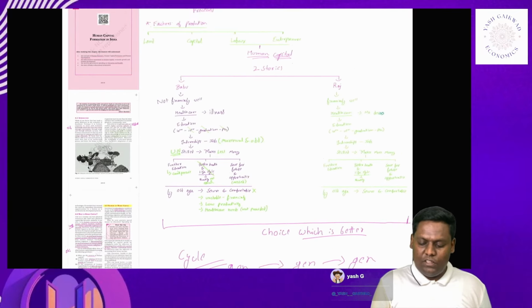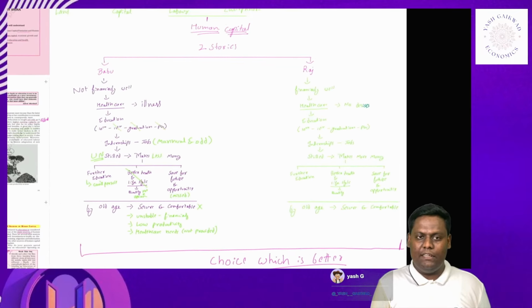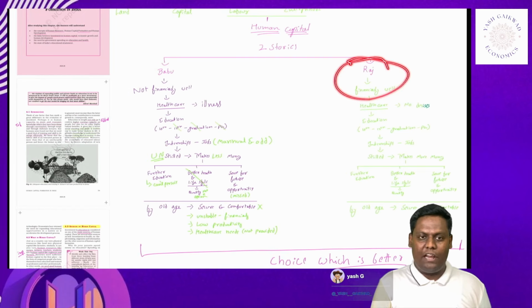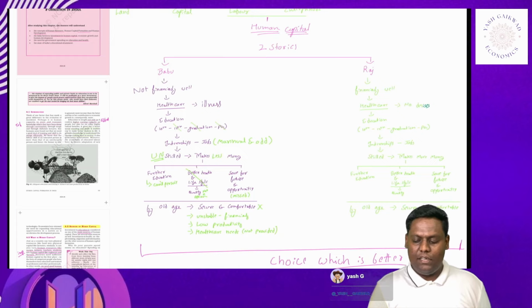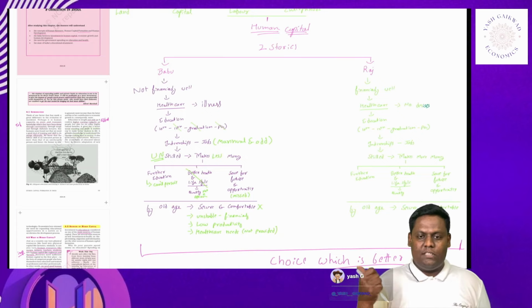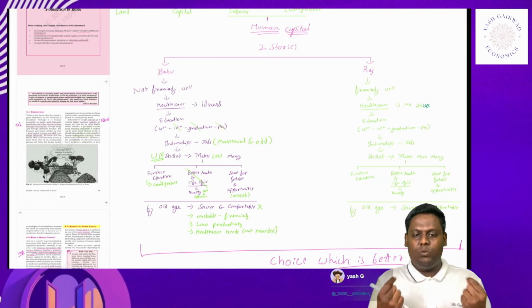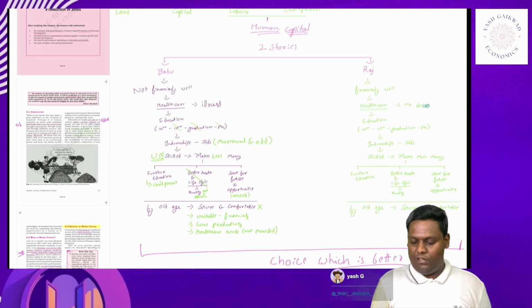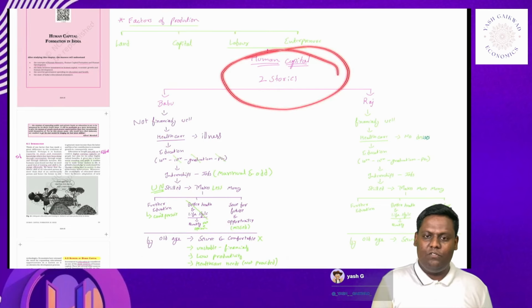Now, which of the two conditions do you think is better? Would you like to be in place of Raj, or would you like to be in place of Babu? The obvious answer is you'd like to be in place of Raj. Why? Because number one, Raj enjoys a better quality of life. Number two, he has the ability to choose and decide for himself, and he has access to various opportunities that Babu might never have. And this is what we mean when we talk about human capital formation.